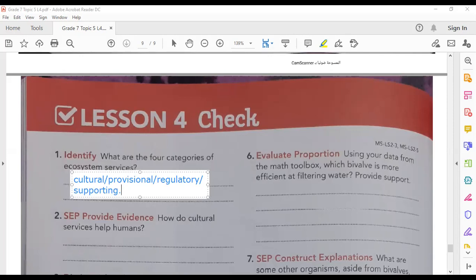It's a very simple question. Can we move to the second question?